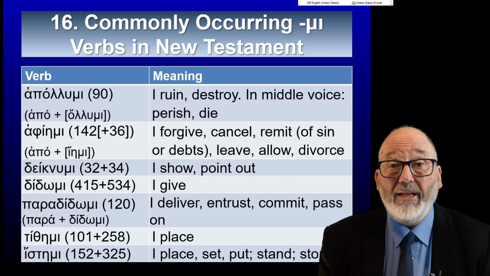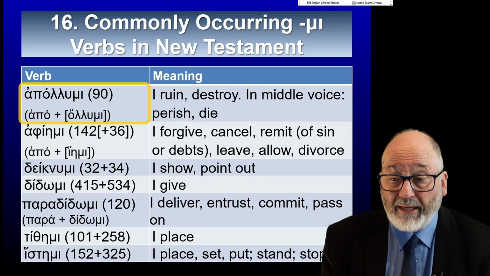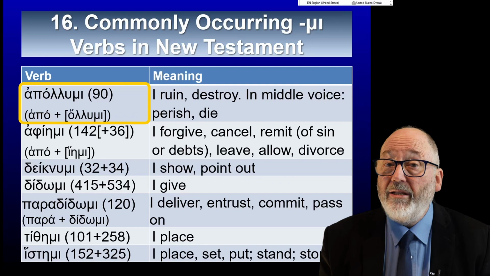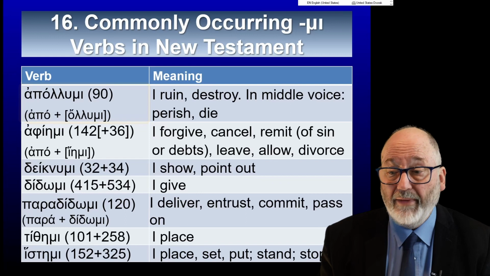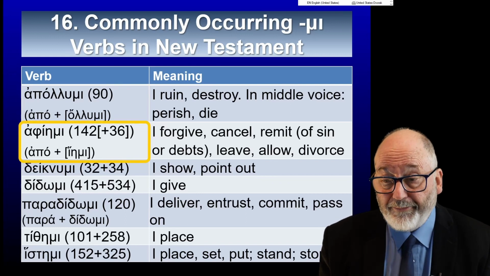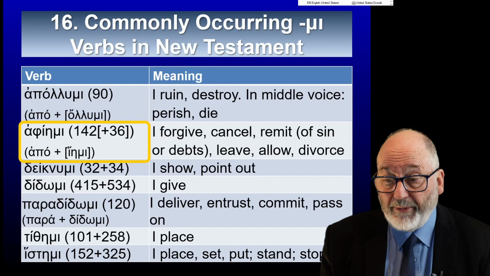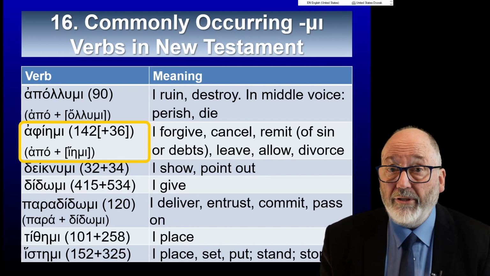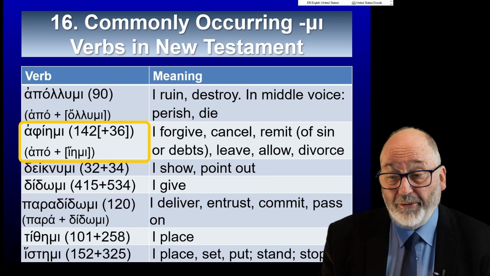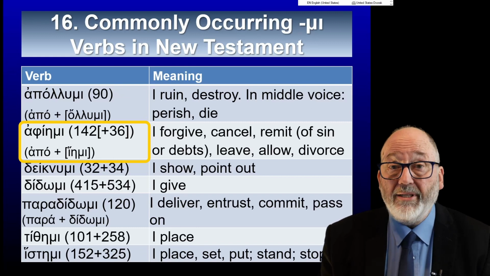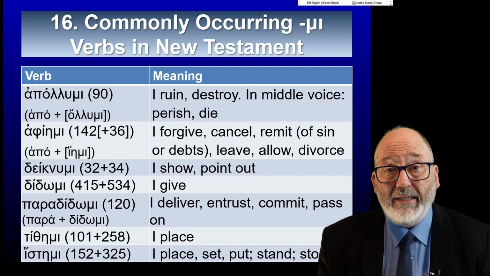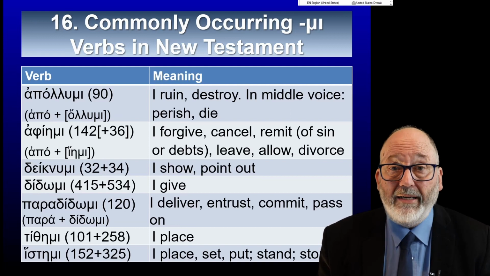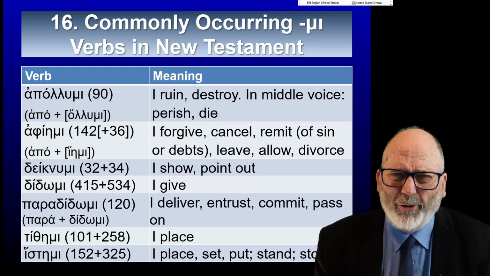Now, some of these verbs are compound verbs. So apollumi is apo plus ollumi. And you'll see that I've put ollumi in square brackets because ollumi is not found in the New Testament. Now, there's a little tricky bit with aphiemi. It is apo plus hiemi. Again, hiemi is not found by itself in the New Testament. And you will see that it occurs 142 times as aphiemi and a further 36 times as other compounds of hiemi. But looking through the list, you will see that they occur a great many times. So they're kind of unavoidable.